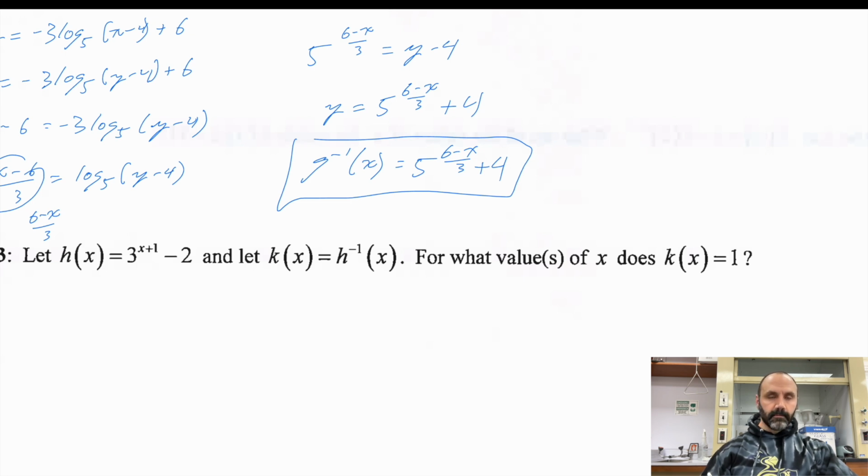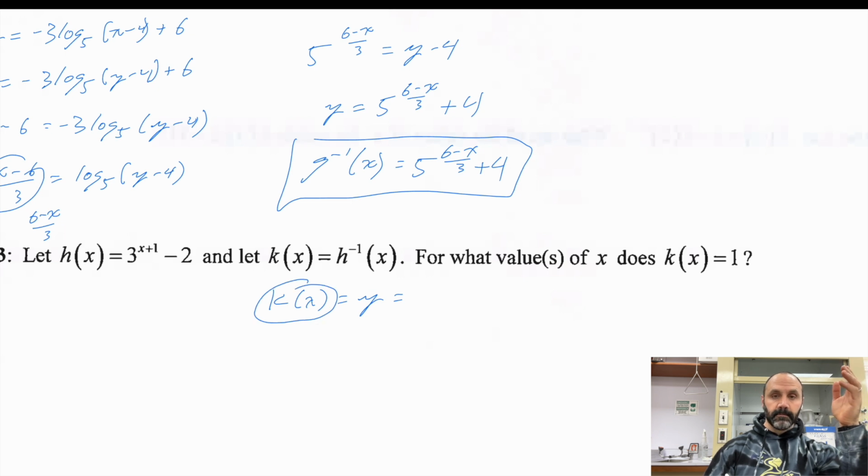Okay, so if we think of it this way, k of x equals y, right? So instead of writing k of x, I can write y. The question is, for what value of x does y equal 1? So what we're saying is, when is 1 the output of k of x? Right? Well, then if 1 is the output of k of x, that means 1 is the input of h of x. And then whatever I get from h of x, it should give me what I'm looking for, the x input for k of x.